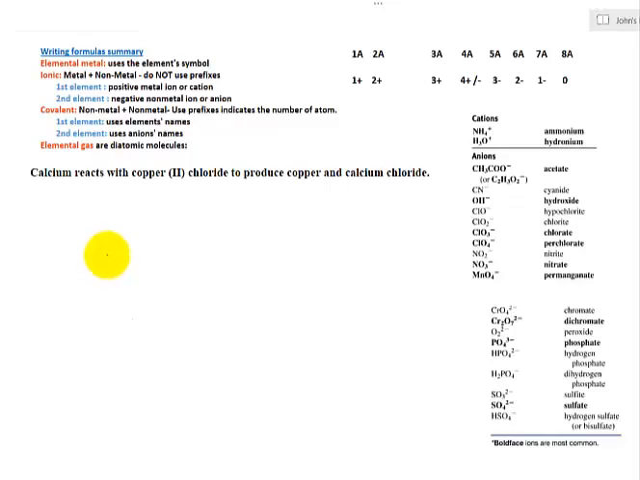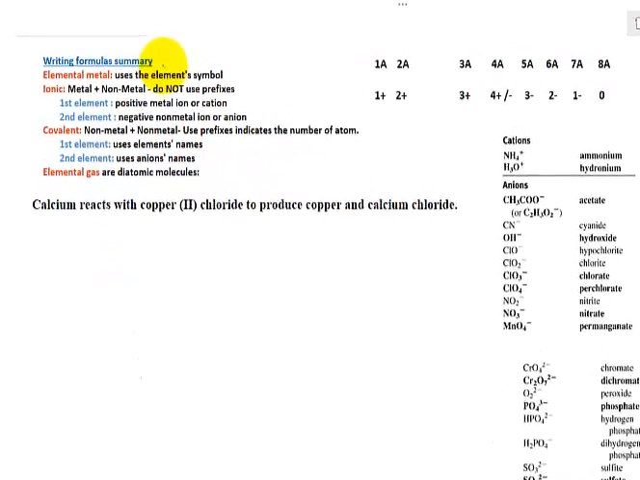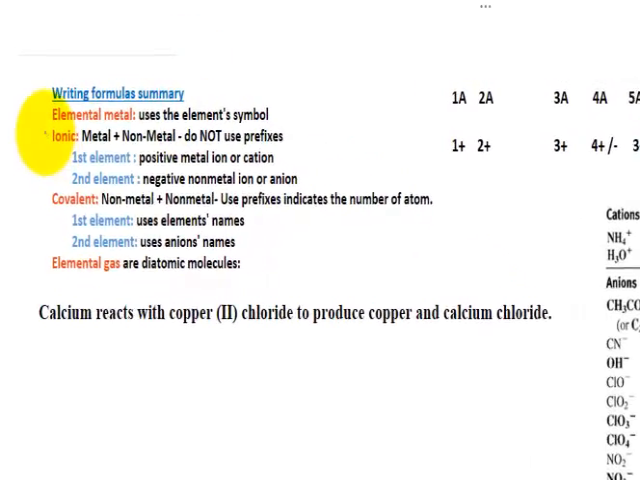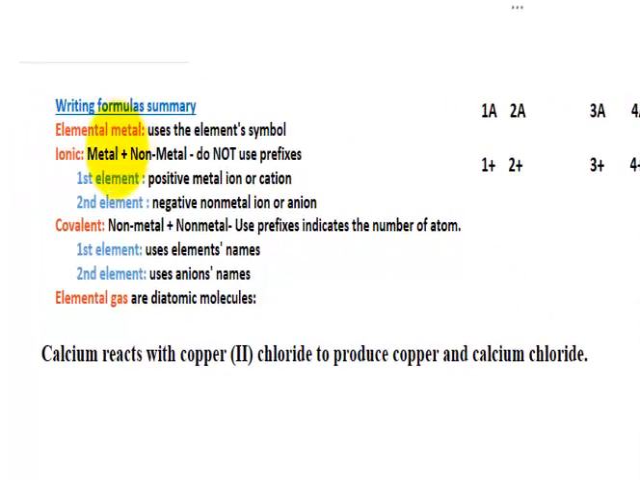In this lesson, we have a summary of writing formulas for different types of substances. The first common type of substance that we have is an elemental metal, or a pure metal substance. In this case, we use the element symbols to represent the elemental metals. And then we have ionic compounds that consist of metals and nonmetals. When we have the naming, they do not use prefixes compared to the covalent compound.